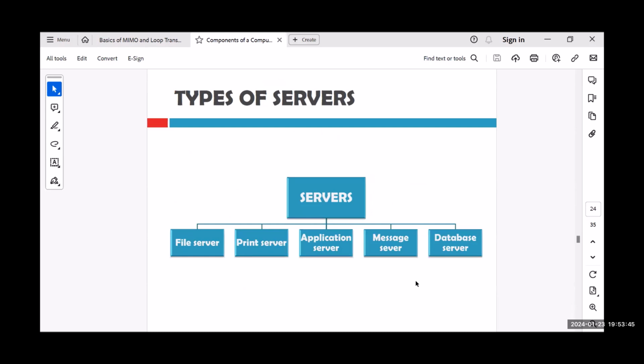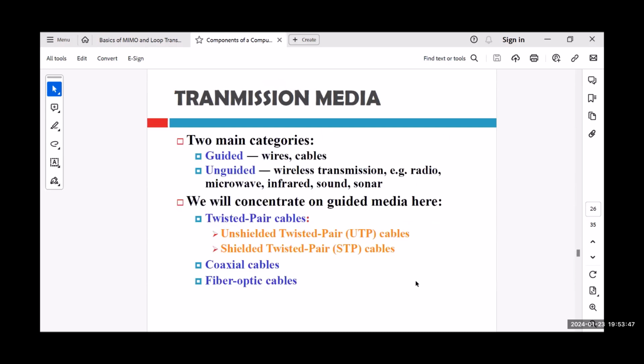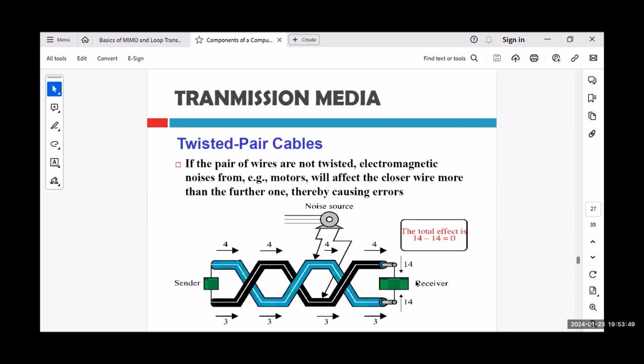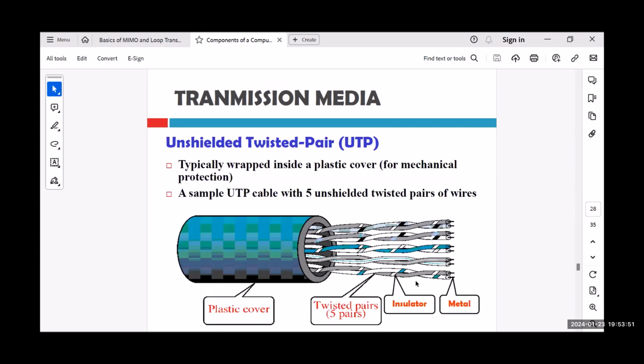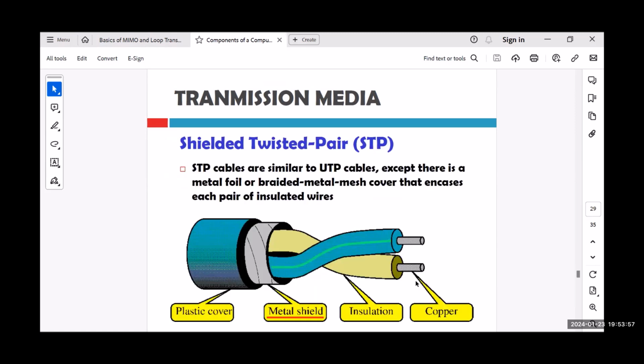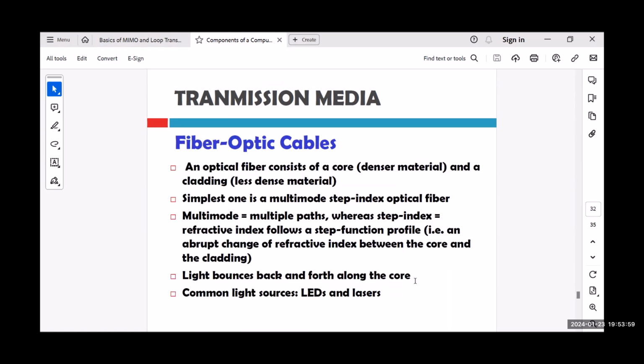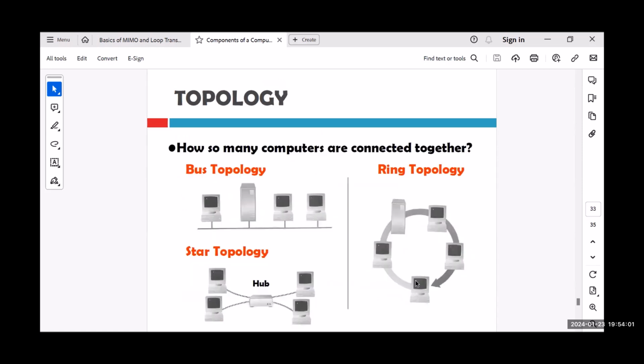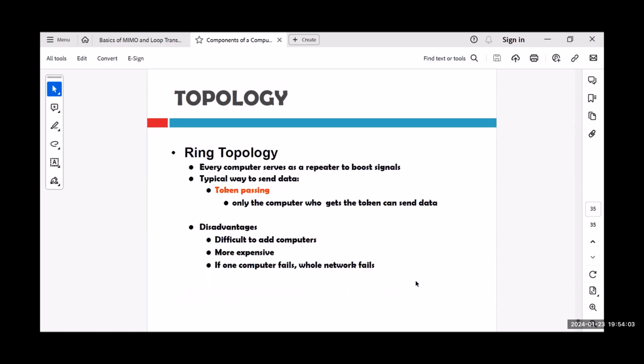Then we've talked about the servers, the types of the servers, and then the transmission media that included the twisted pair cables, the unshielded twisted pairs, right? Shielded twisted pair, the coaxial cable, the fiber optics, and then the topology that included the bus, star, and ring topology. So that's it from this topic of components of a computer network.